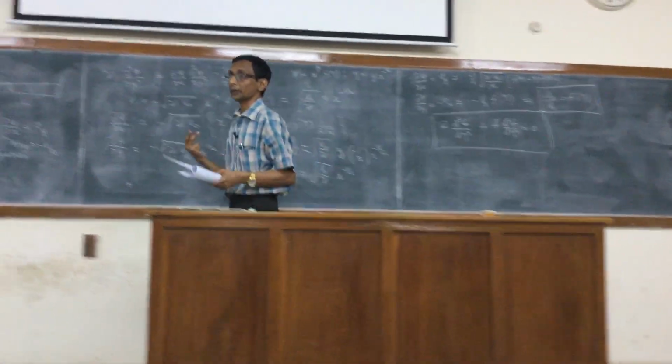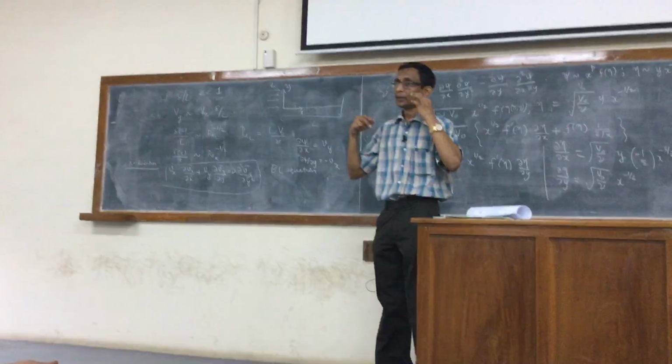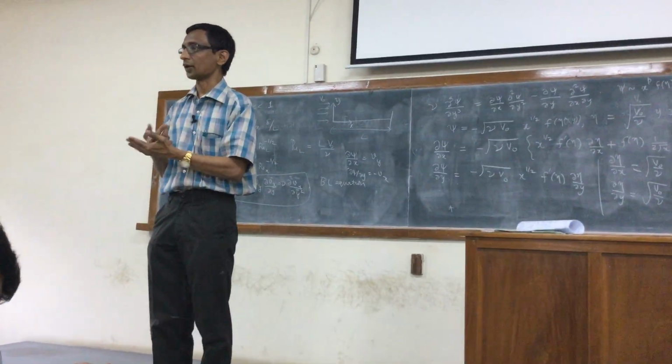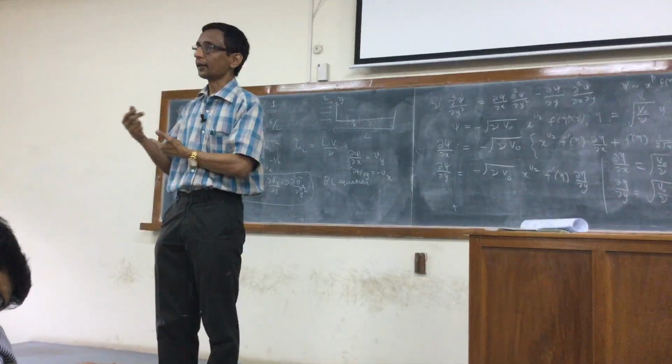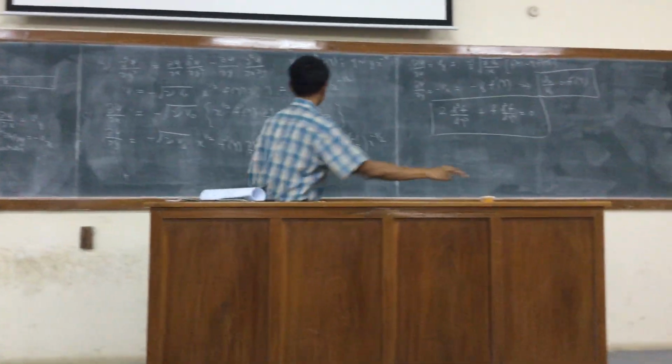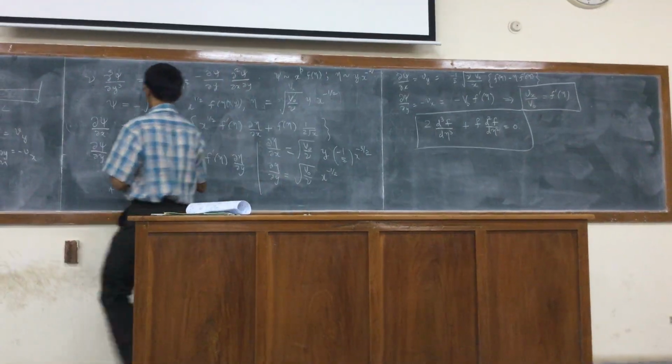Now, what are the boundary conditions in this case? Right? First, the boundary conditions that we express in terms of v's, the velocity components, right? And then in terms of f. So let's look at the boundary condition. I'm going to erase this.